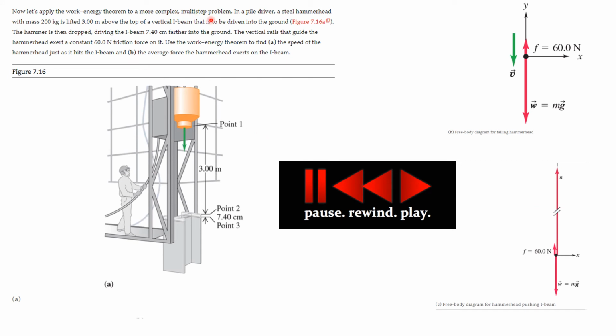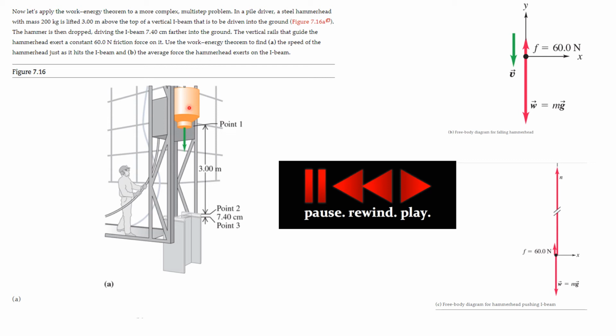Now let's look at applying the work energy theorem to a more complex and multi-step problem. So here we have a pile driver, which is a hammer that's going up and down. That hammer head has a mass of 200 kilograms, and it's lifted 3 meters above the top of a vertical I-beam that we're driving into the ground. This is something that's used in construction sites to drive these I-beams into the ground.